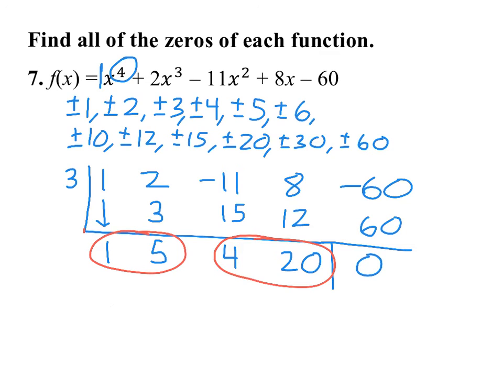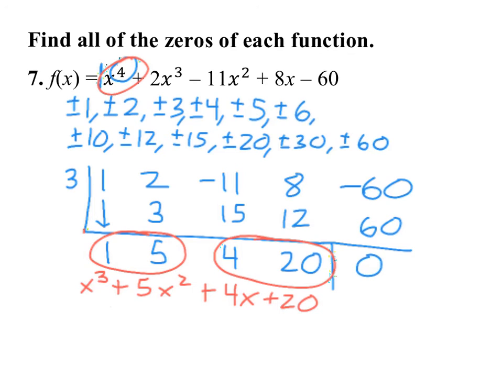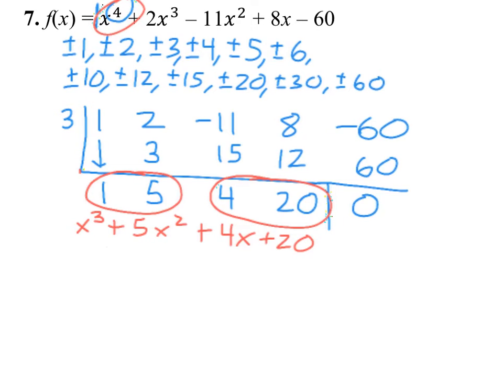So I rewrite my depressed polynomial. The degree is going to be 1 lower than it was. So it was x to the 4th. It's going to be x to the 3rd now. So I have 1x to the 3rd plus 5x squared plus 4x plus 20. And so now I take out x squared from the first group. I can take out positive 4 from the second group.